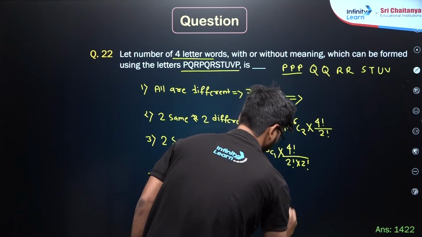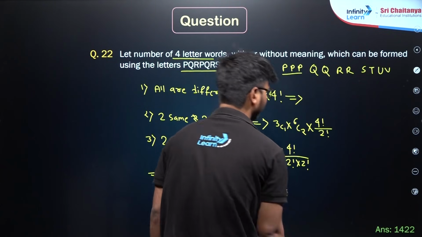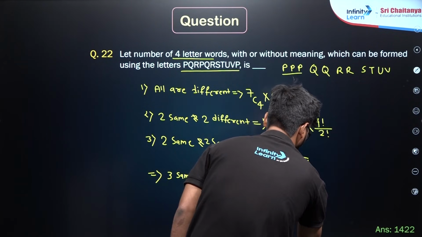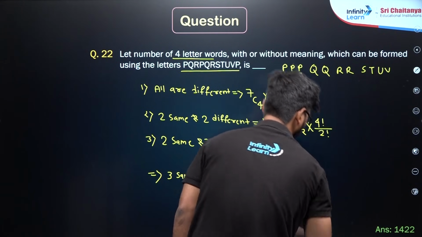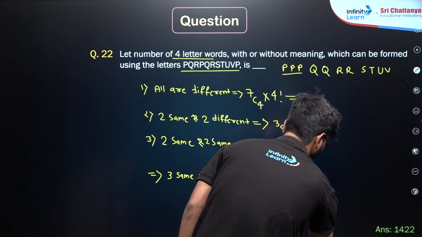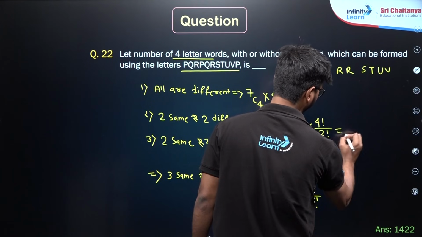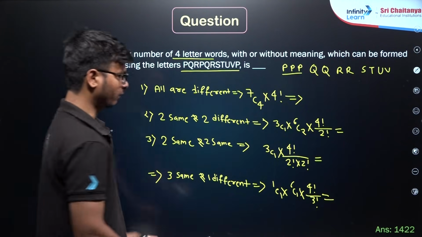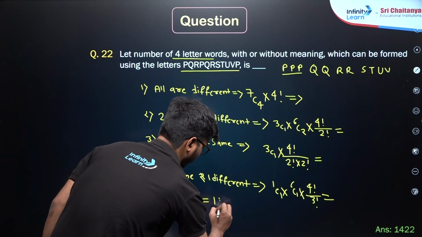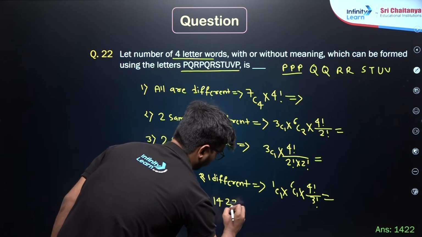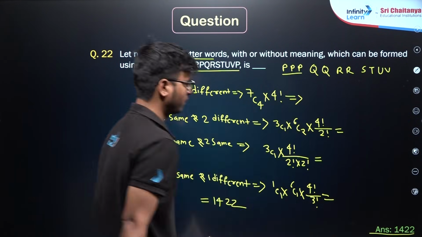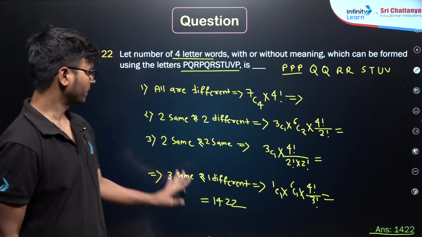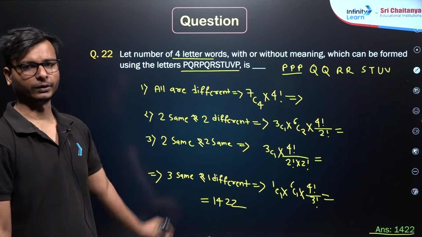To choose one, and again the remaining I can select in 6C1, and the 4 members can arrange themselves in 4 factorial ways, and 3 are getting repeated. So we have to solve all these cases and add them. You are going to get the answer as 1422. Okay, I'm not going to solve it because it will take space and time both. But the crux of the question I told you.